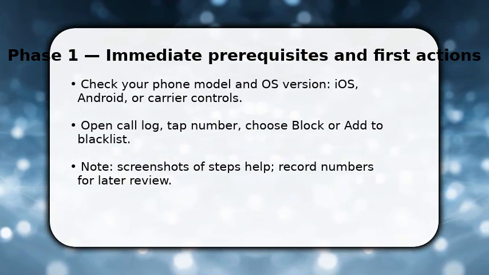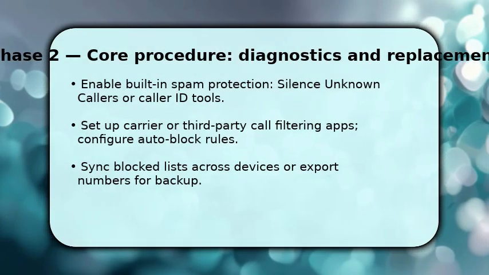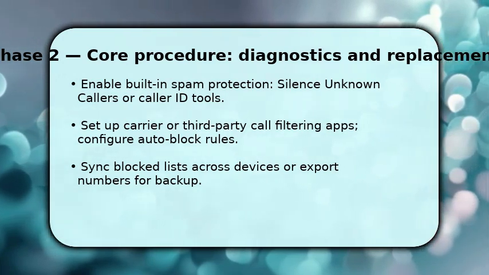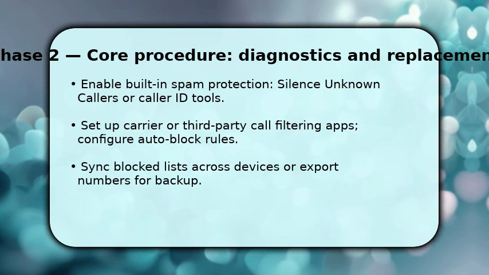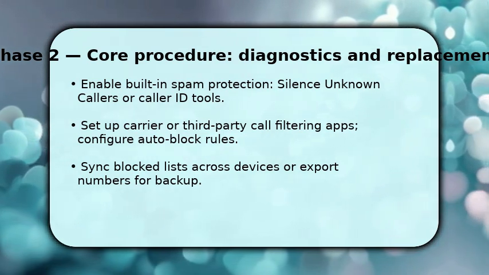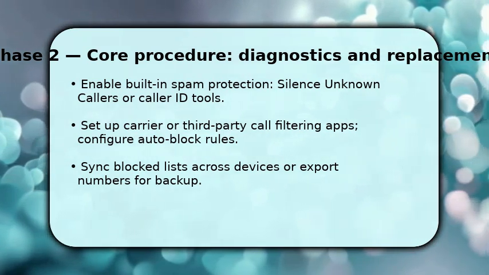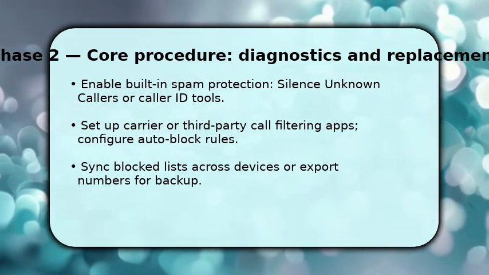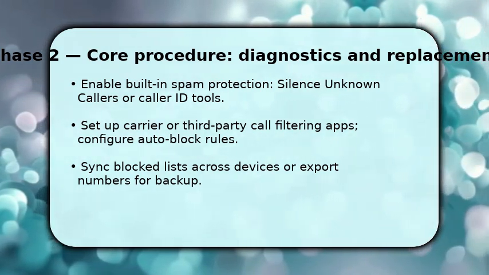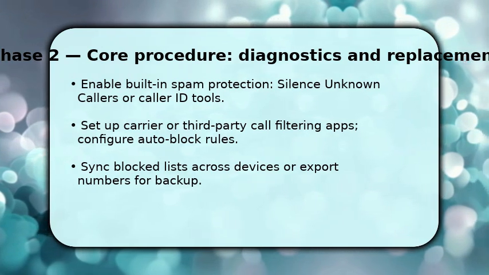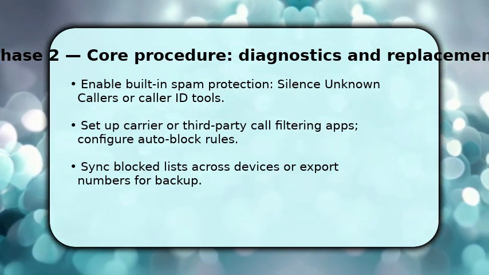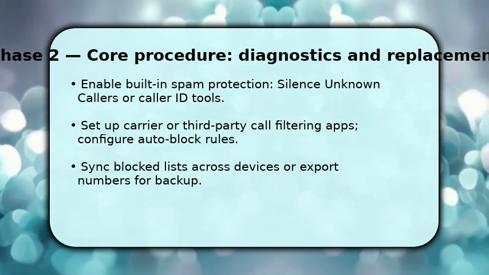Once done with the basic block, move to deeper defenses. Enable built-in spam protection like silence unknown callers on iPhone or caller ID and spam protection on Android. Next, install or configure your carrier's call filtering or a reputable third-party app and create rules to auto-block patterns like private, international, or repeated short calls. Make sure to sync or export the block list so that numbers persist across devices.